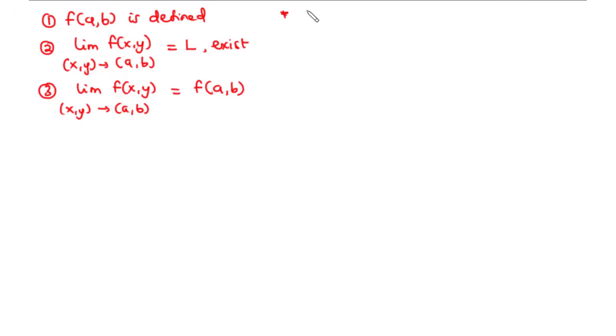The function is continuous at the point AB. If all three conditions are satisfied, then it means that the function is continuous at this set point. Now, a function which is not continuous at a point AB is said to be discontinuous at that point.